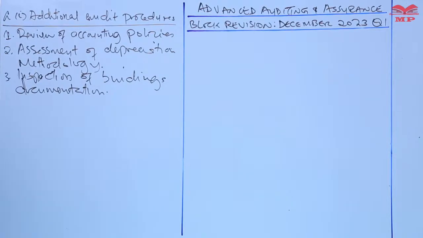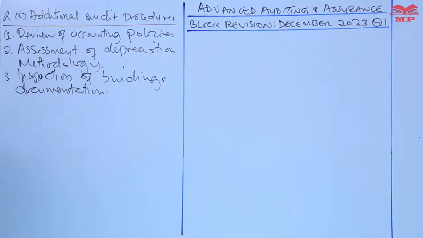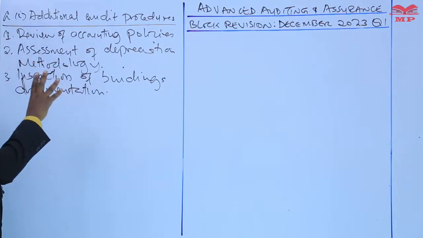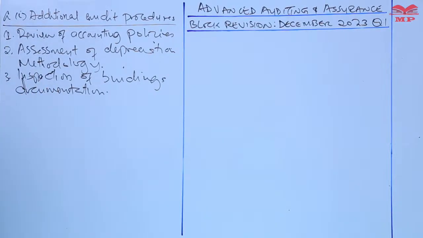You understand? That is, if the building was bought, then there has to be agreements. If the buildings were constructed, then there are documents related to construction of buildings. So the auditor should inspect the documentation related to buildings. Whether the buildings were bought or even constructed by the company, there are various documents that ought to be inspected, like the title deeds, the relevant contracts, the purchase agreements, and so on.